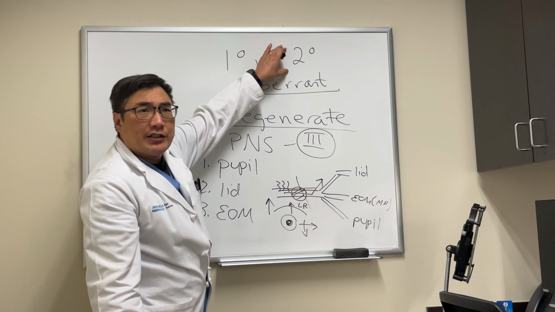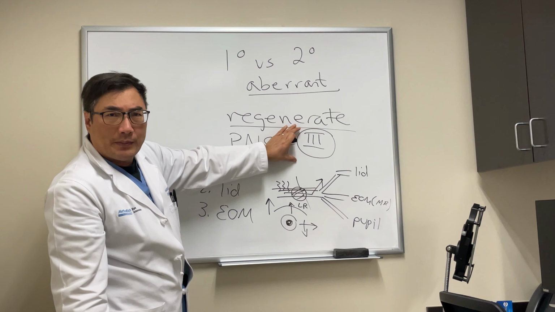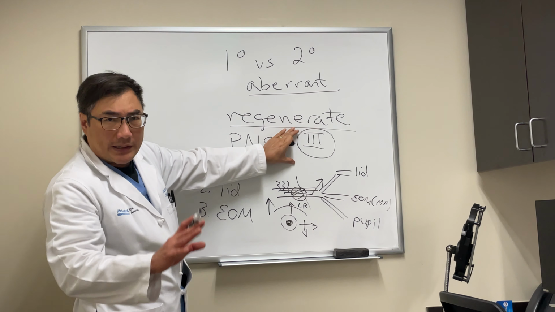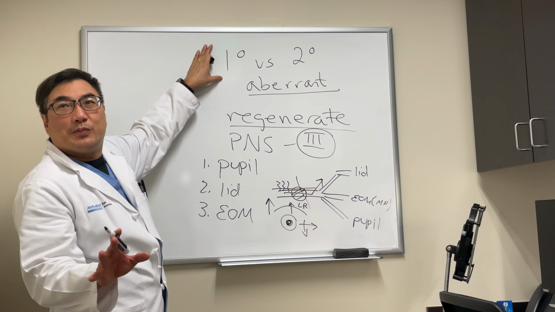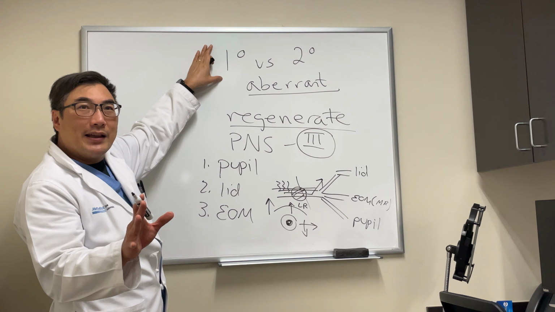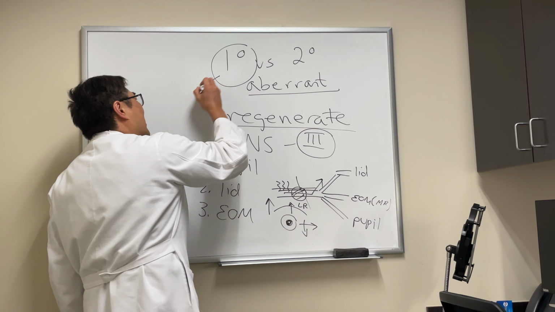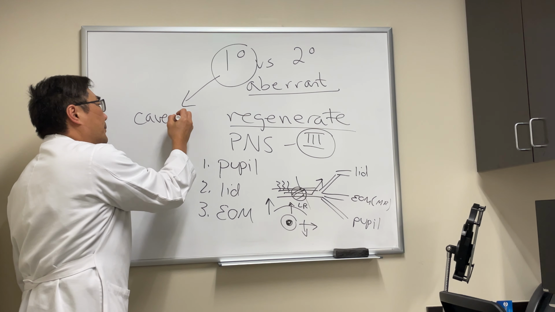Secondary aberrant regeneration is super common after compressive third nerve palsy, traumatic third nerve palsy, aneurysms, tumors, etc., but not ischemia. Primary means you never had a third nerve palsy. You just show up and you have aberrancy. And this primary aberrancy almost always is from a cavernous sinus lesion.